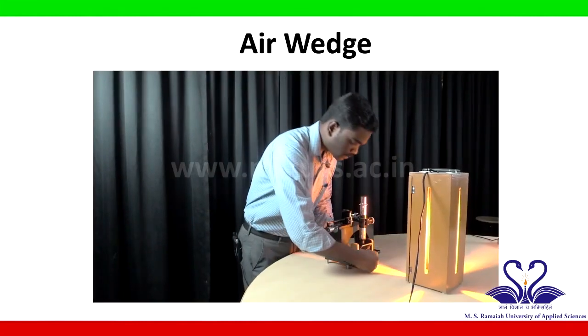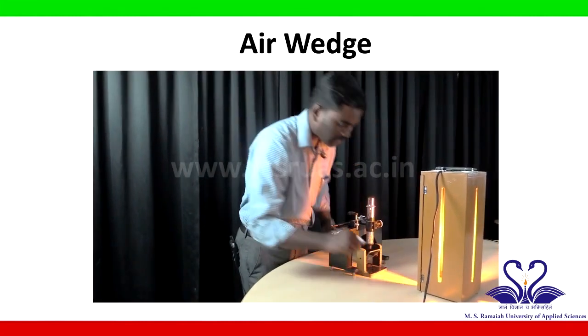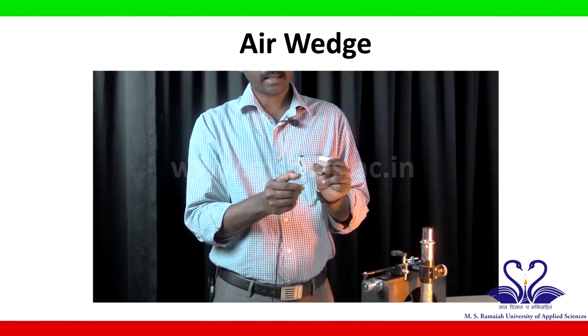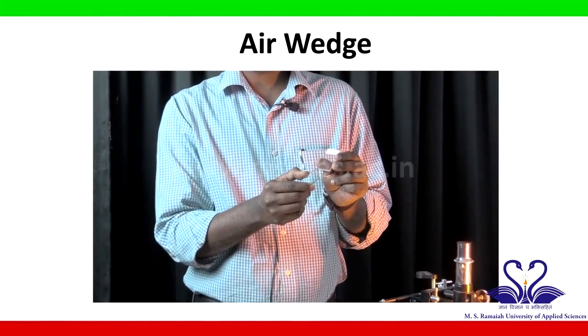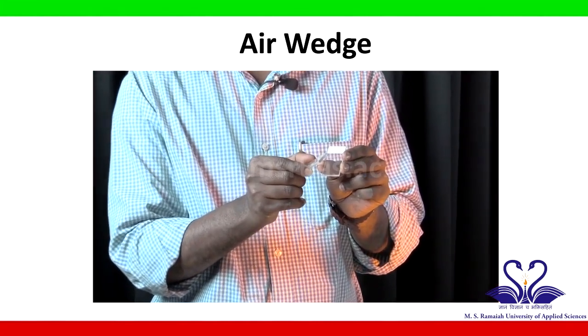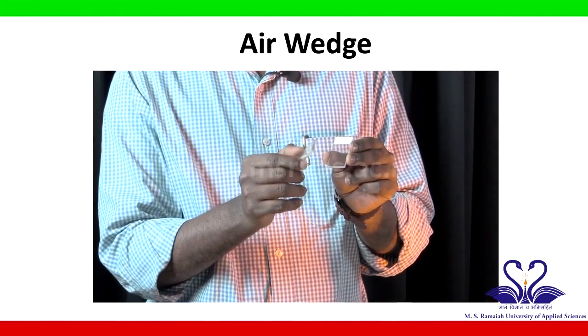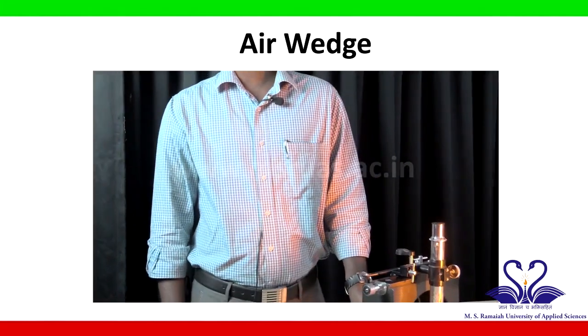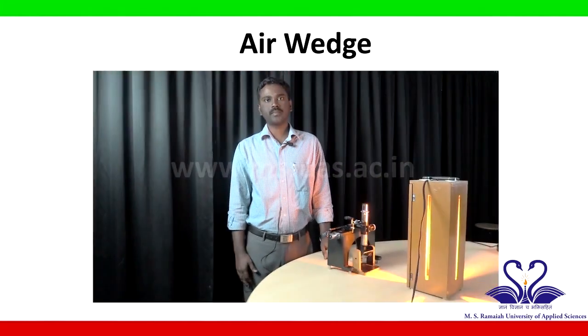Next, take out the air wedge setup and measure the length of the air wedge, that is the length from the outer point of the glass plate to the inner point of the paper. Now, all the measurements have been completed. From the obtained values, the thickness of the paper can be calculated using the relevant formulas.